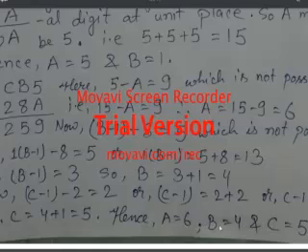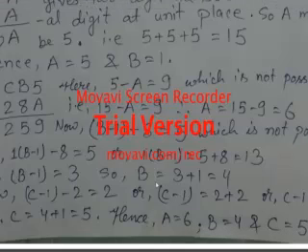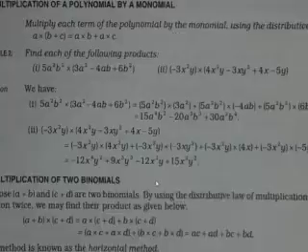So I had written a is equal to 6, b is equal to 4, and c is equal to 5. So now I will be moving towards the next question, question number 6.